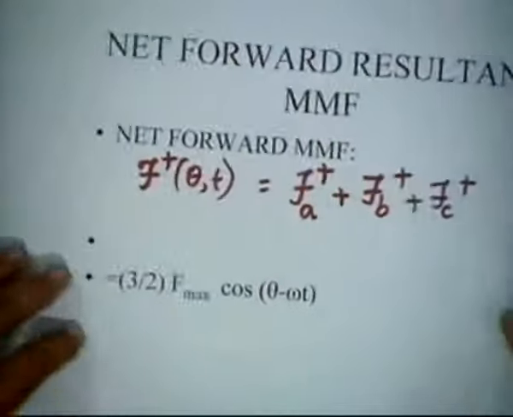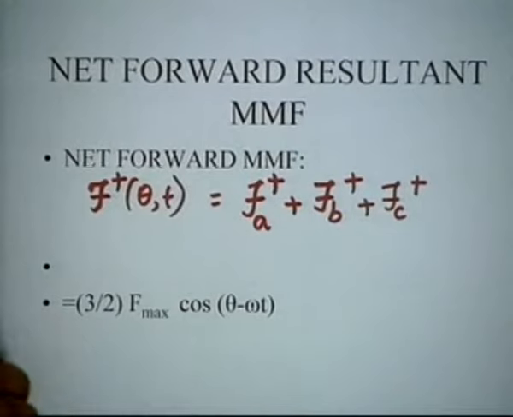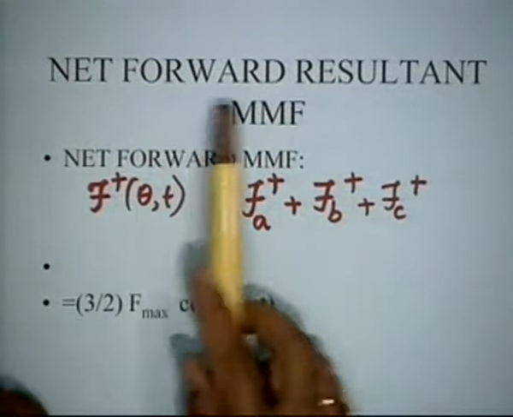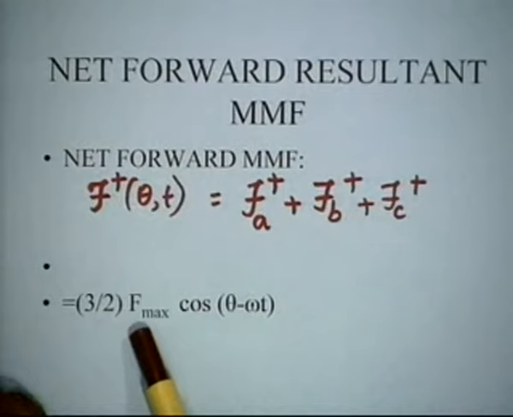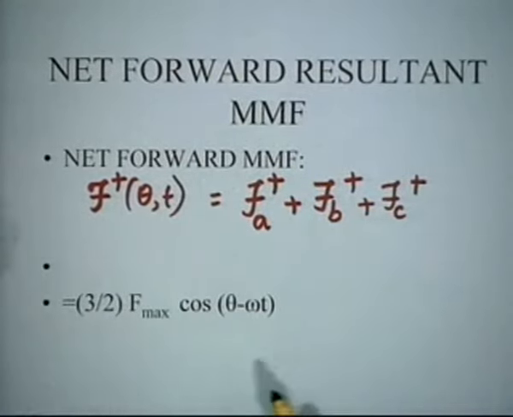Now, if you sum up the forward MMF, please look at the forward MMF here. That is, net forward MMF will be Fa plus plus Fb plus Fc plus, because each one was contributing F max by 2. So, sum will be 3 by 2 F max cos theta minus omega t. So, this is the net forward MMF.